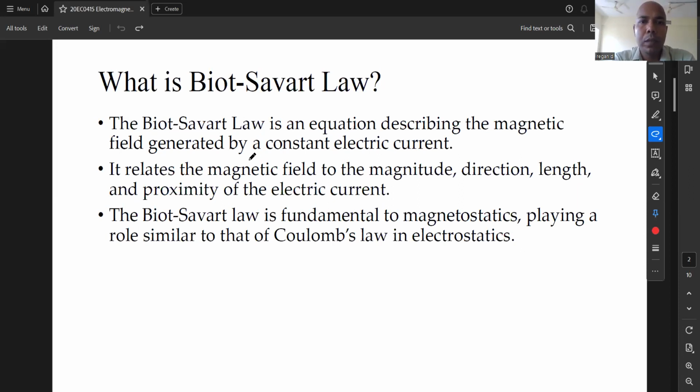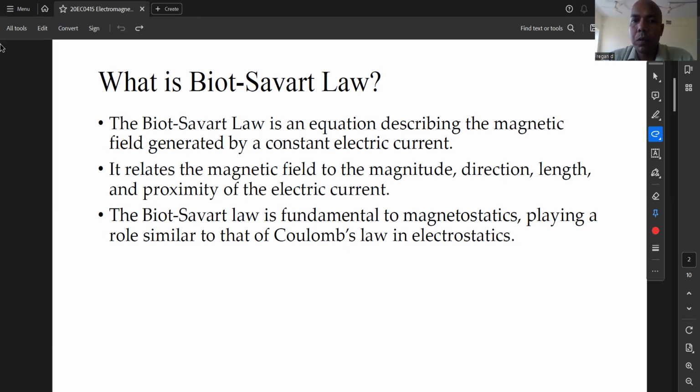The Biot-Savart law is an equation which describes the magnetic field generated by a constant electric current. It relates the magnetic field to the magnitude, direction, length, and proximity of the electric current. It is fundamental to magnetostatics, playing a role similar to that of Coulomb's law in electrostatics.